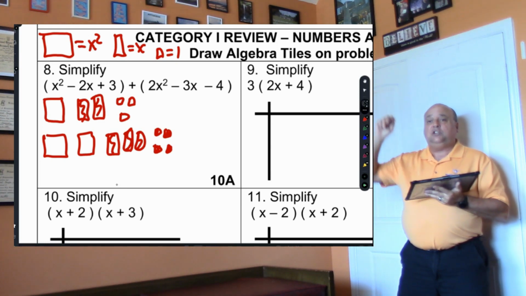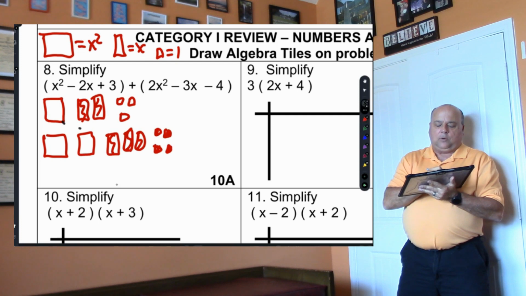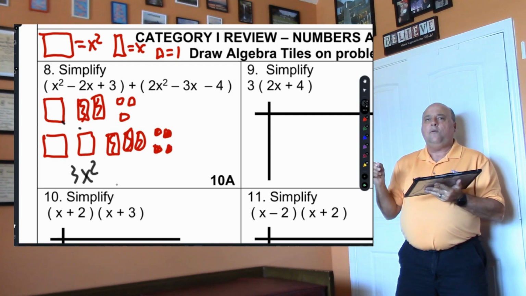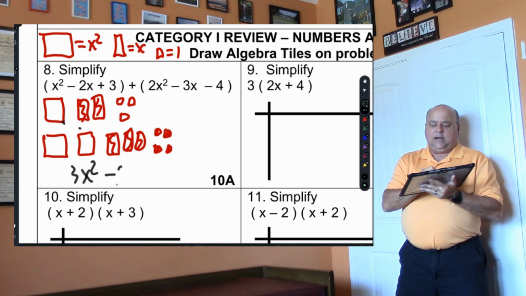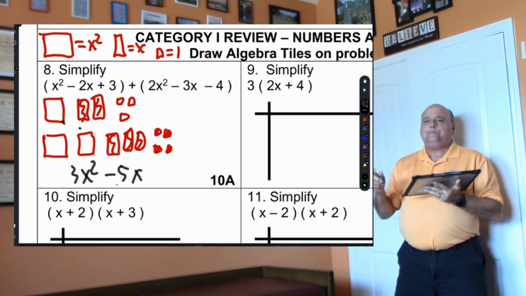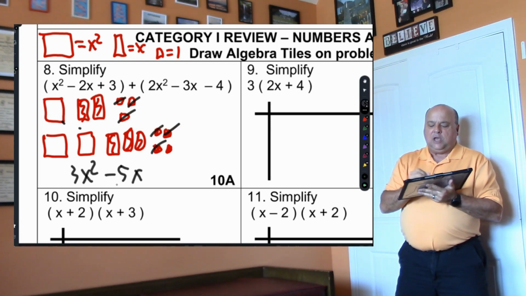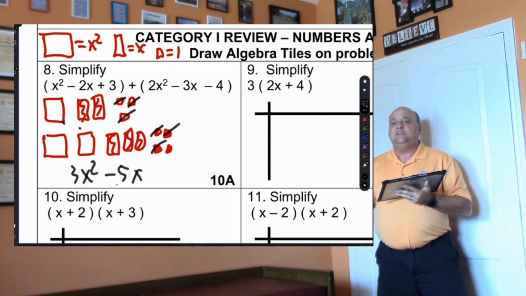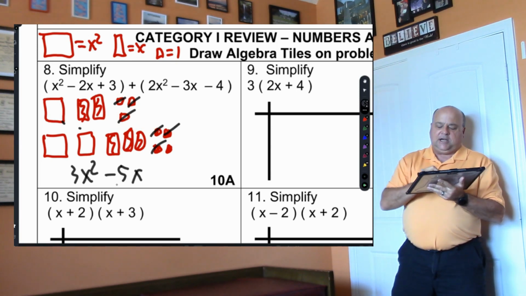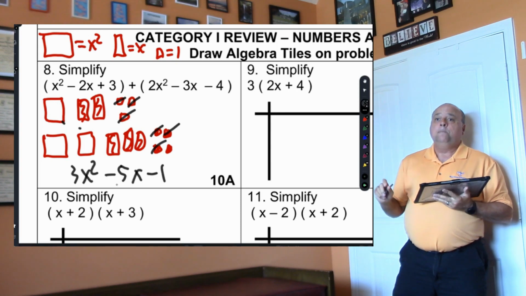So how many big squares do I have? I have 3 big squares, 3x squared. I have 5 shaded rectangles, minus 5x. My squares are different, so I'm going to scratch out 0 pairs. I can scratch out 3 sets of 0 pairs. I have 1 shaded one left, minus 1.